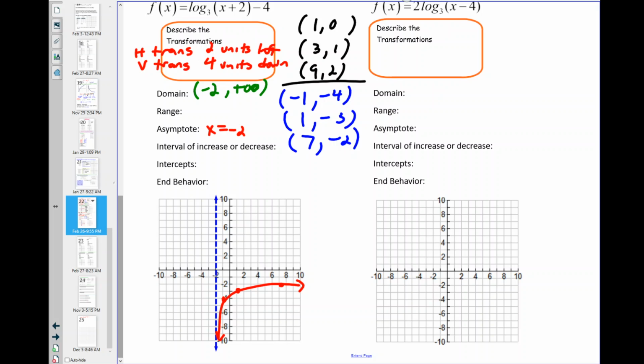Range? Yeah, range is just going to be infinite. Negative infinity, positive infinity. Is this increasing or decreasing as we go to the right? If you're on a roller coaster, is this going up or down?